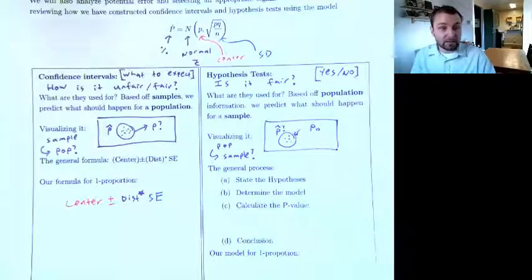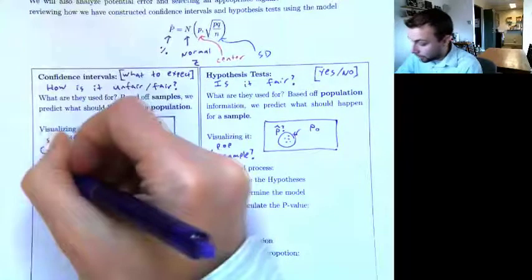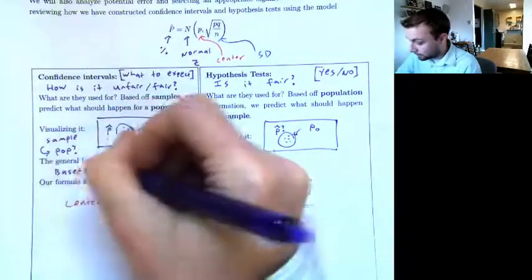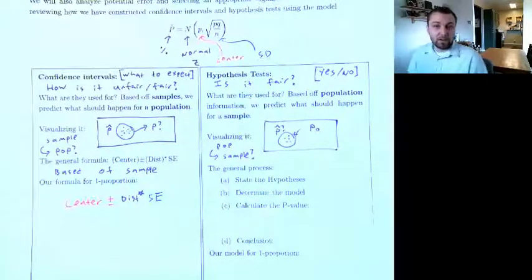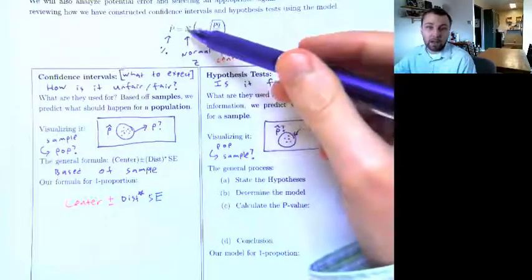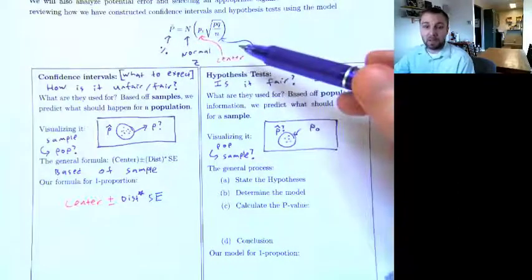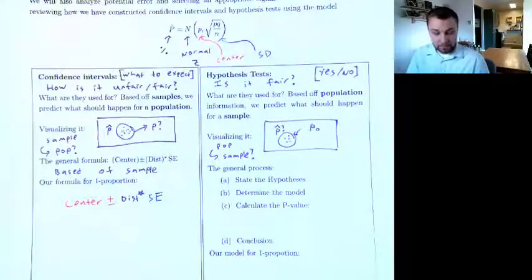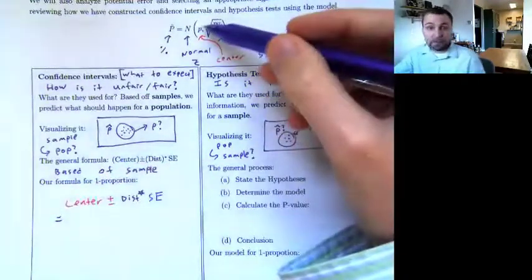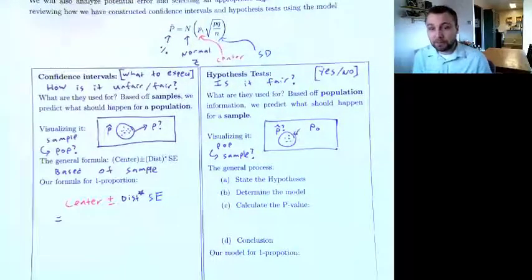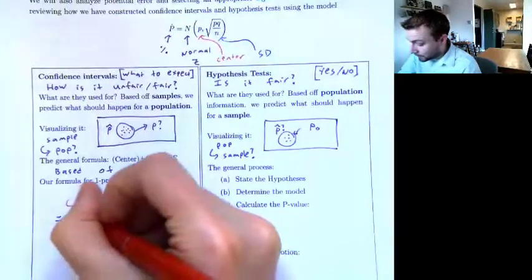Just as a note, when you're looking at these formulas, I'm starting at the sample. So this will all be based off my sample data. So when I look back up here at my model, my center, my standard deviation, I'm going to ask myself, how can I write this, but based off of the sample? So for example, my center was p. That's my population success rate. If I want to say the sample version of p, that becomes p hat.